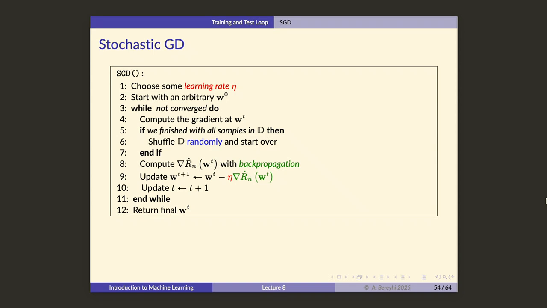So stochastic gradient descent is basically gradient descent when you are not using the gradient of the empirical risk completely, but you're using sample gradients, and you're doing a random shuffling every time you get into your data set from the start, right?